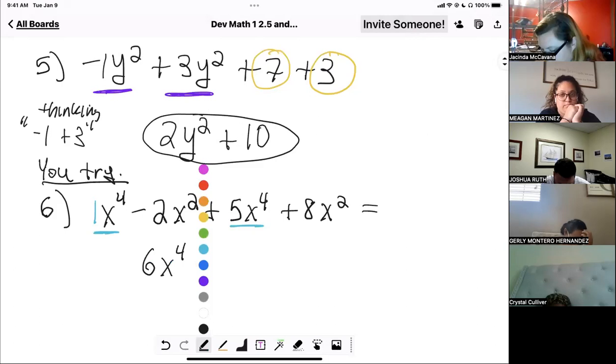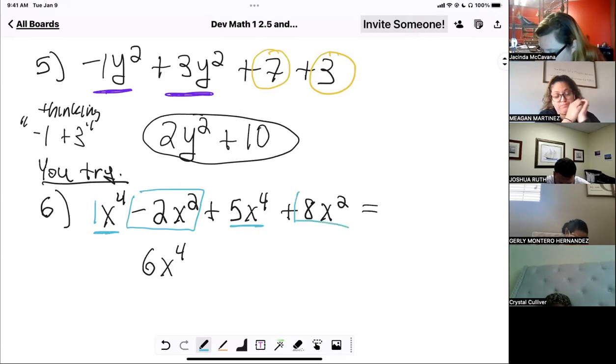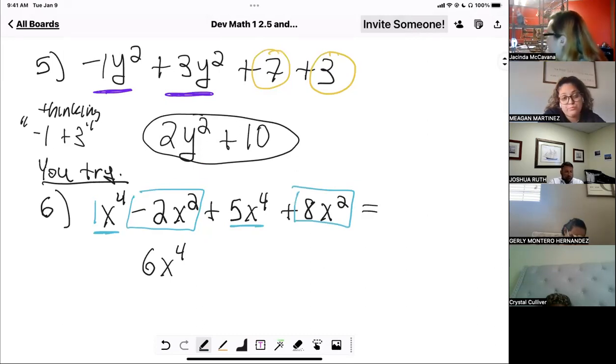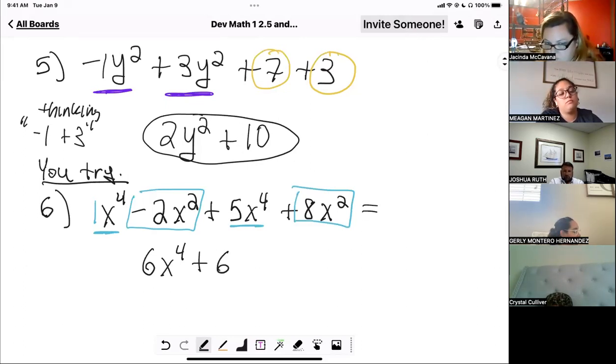And then I'm going to concentrate on my squares. I'll box them this time. Okay, so if I concentrate on my squares, I have -2x squared and a positive 8x squared. So in my head, I'm going, okay, wait, 8 minus 2 is 6. The bigger number is 8, which is positive. So the answer has to be positive 6x squared.